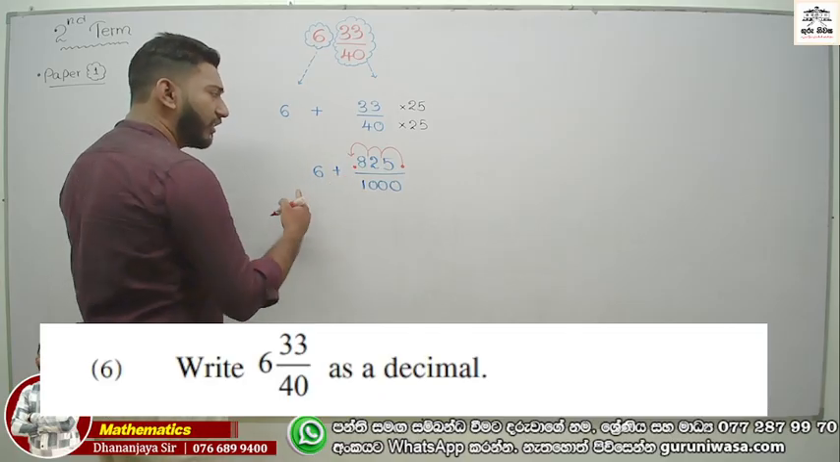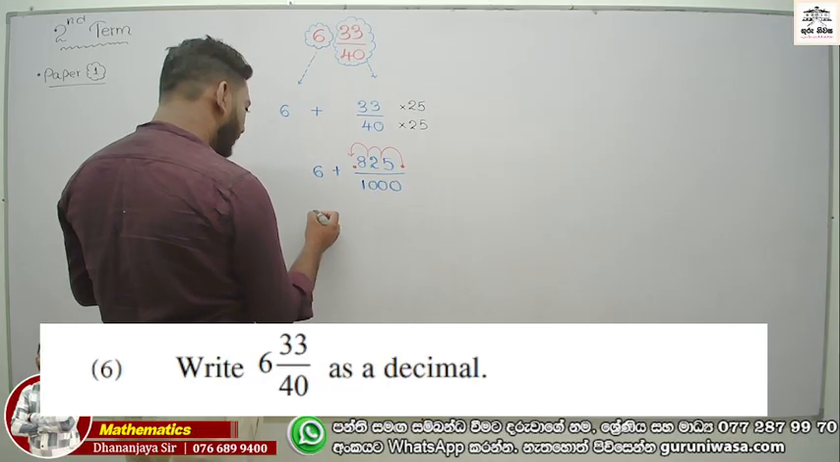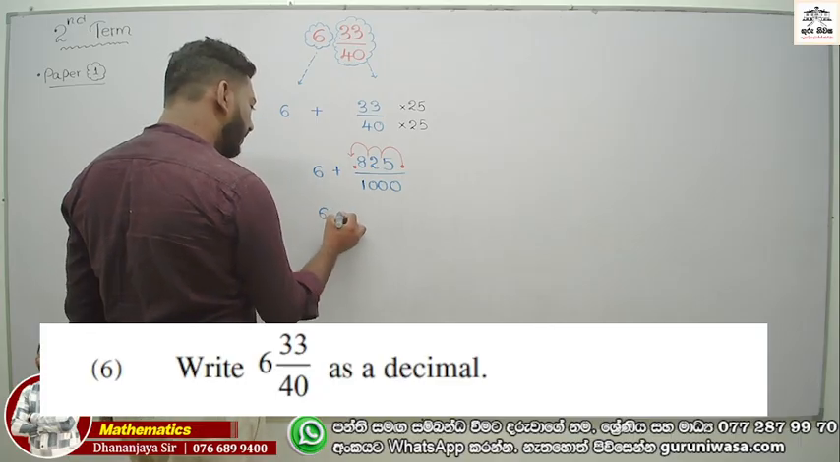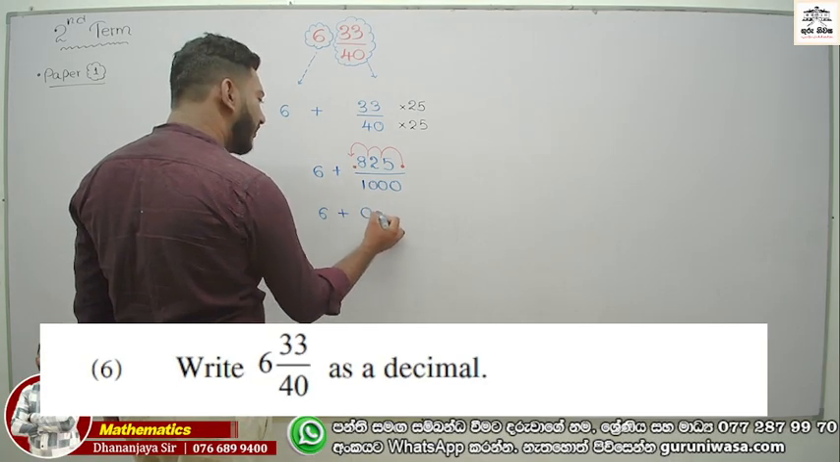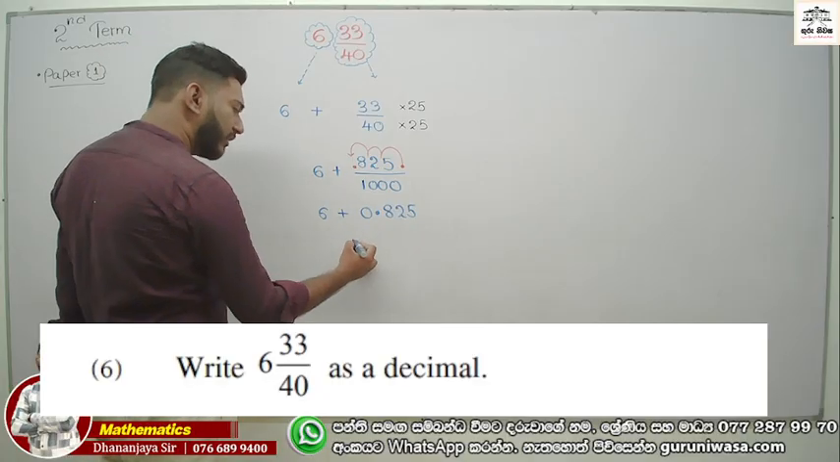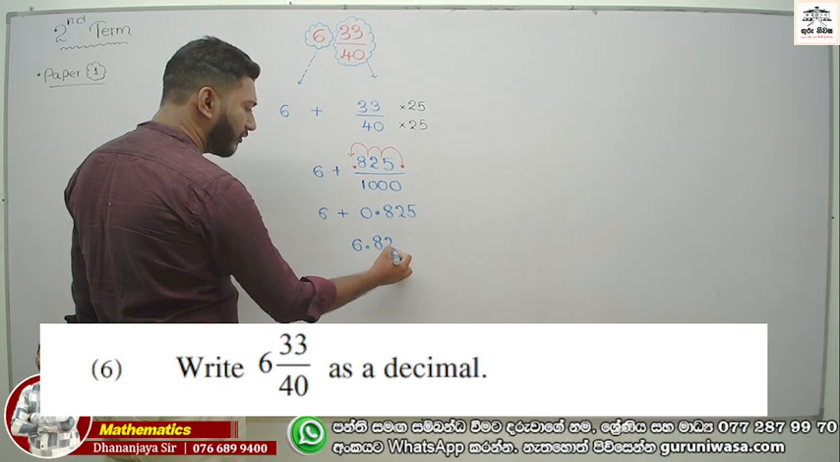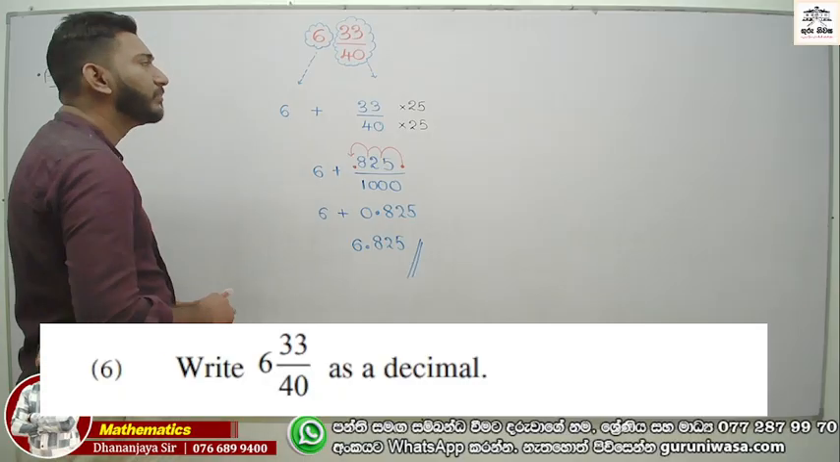Right? Now what is this number? Now we can state this number 6. You need to add it. This one we can write as 0.825. Now the final answer becomes 6.825. Right. I'm going to explain again.